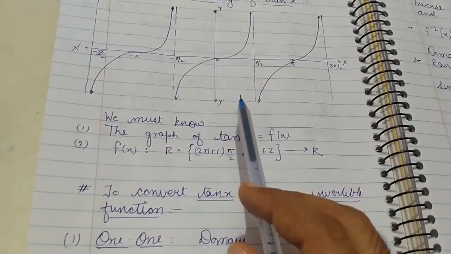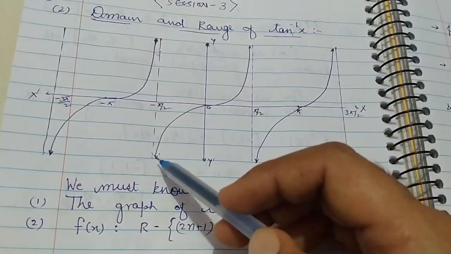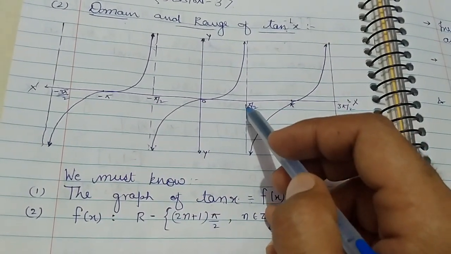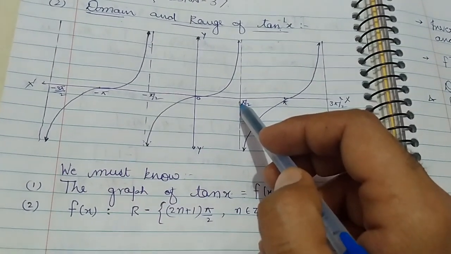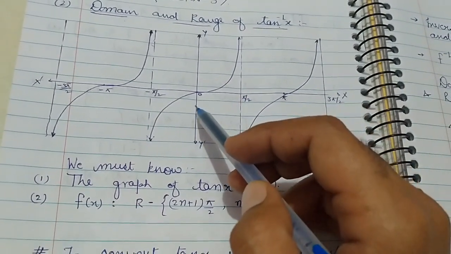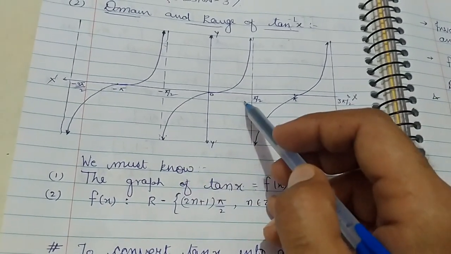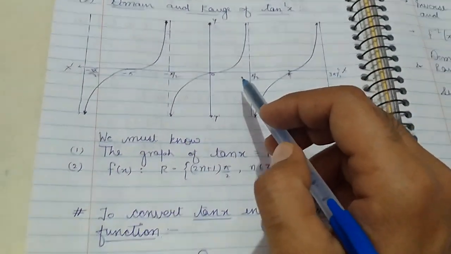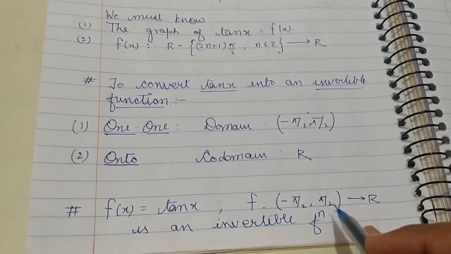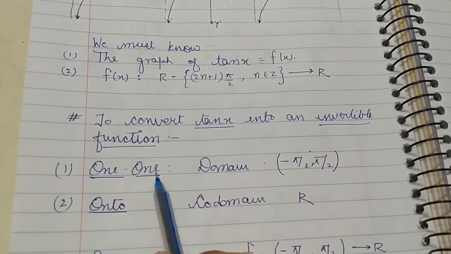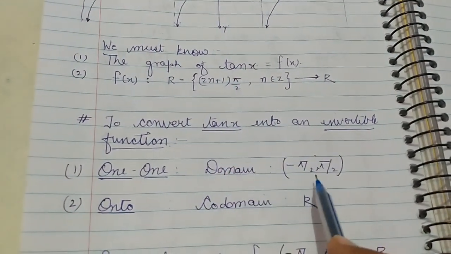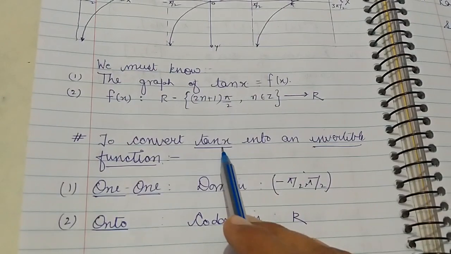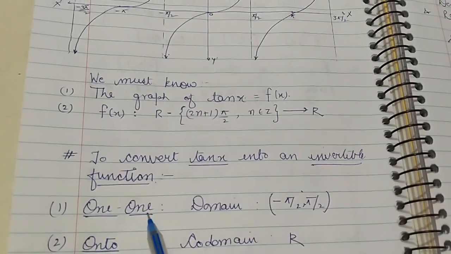To convert this function into a one-one function, from this graph, if we take the domain from minus pi by 2 to plus pi by 2 in an open interval, or if we restrict the domain of this function from minus pi by 2 to pi by 2 in an open interval, then this function can be easily converted into a one-one function. Then tan x becomes a one-one function.